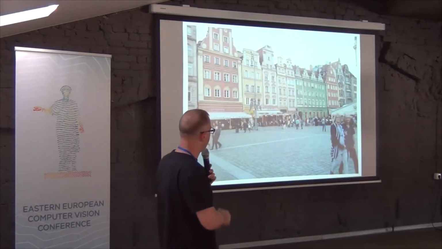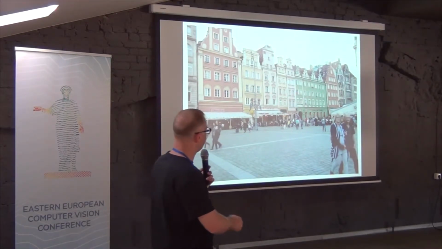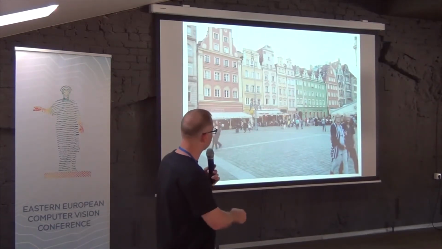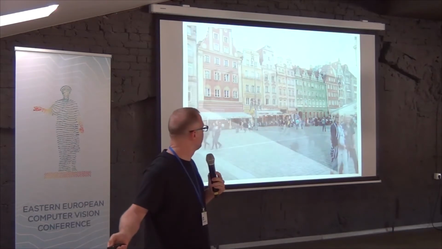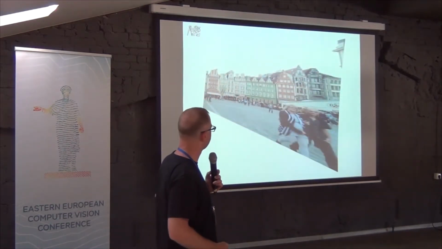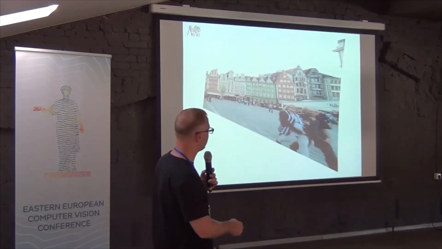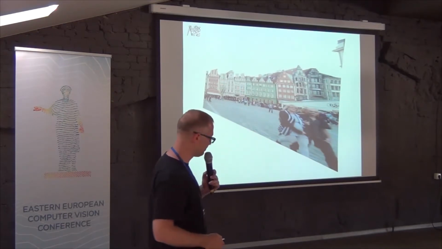This is another example in Wrocław. This is just a bunch of building facades, and of course the repetitions are completely different in terms of their frequency and distance and so forth. And we get pretty good coverage, and we're able to rectify basically the entire row of buildings.